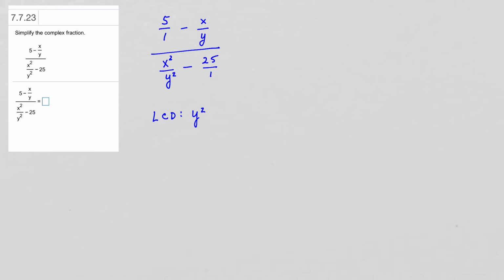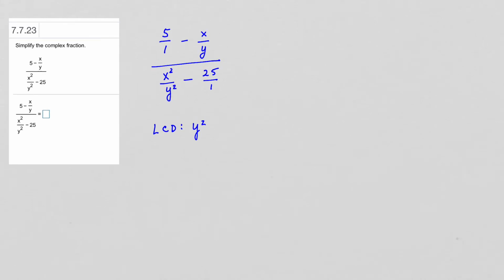squared, because my denominators are 1, y, and y squared. So y squared is that least common denominator. And I multiply the numerator by y squared over 1 and the denominator by y squared over 1.